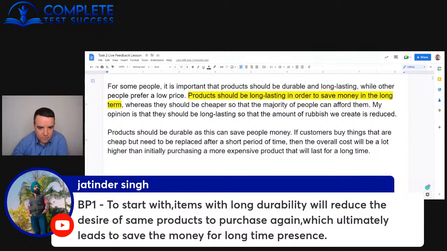Body paragraph 1, to start with, items with long durability. We just say durable items. "To start with, durable items will reduce the desire of purchasing the same products again, which ultimately leads to saving money in the long term." So it's not really the desire. I mean, it can be. Let's see what you say. The fact that they're durable means that they're not going to break as easily. So the whole thing, it's not really about a desire to buy more stuff. It's more a necessity to buy more stuff.